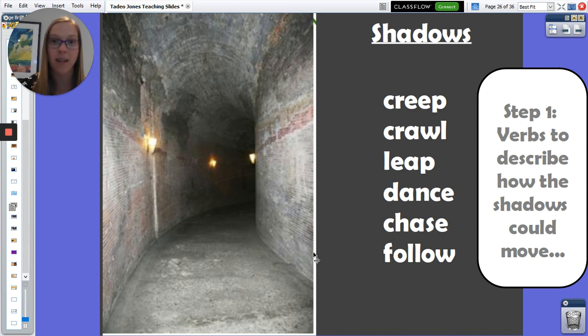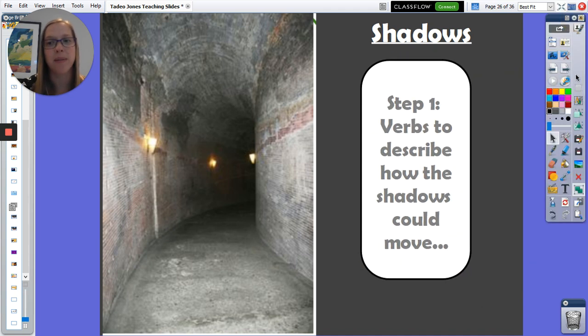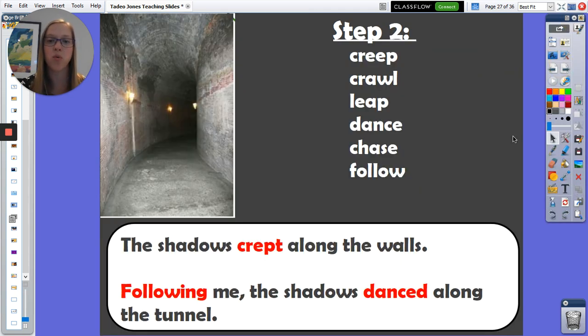Some are better than others. I absolutely agree. But step one is to come up with a list. If you have a choice of verbs, you can pick the one that you think is most appropriate. Okay, so now we've got our verbs. Time to move on to step two.